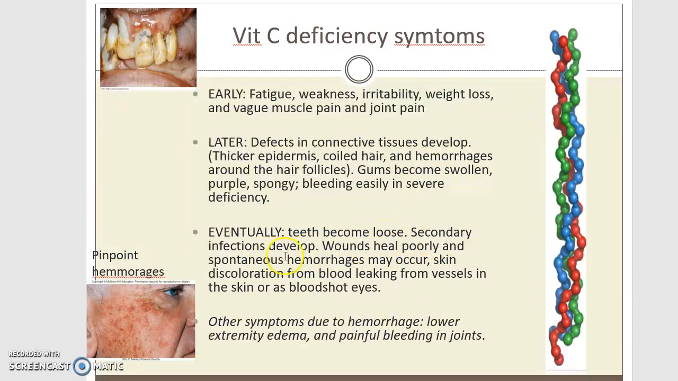But even then, you also get infections. You get infections in your skin, wounds that don't heal, discoloration. Here's an example of hemorrhages where the breakdown of your capillaries causes what looks like a rash, but it's actually a vitamin C deficiency. So vitamin C, obviously, is very important.